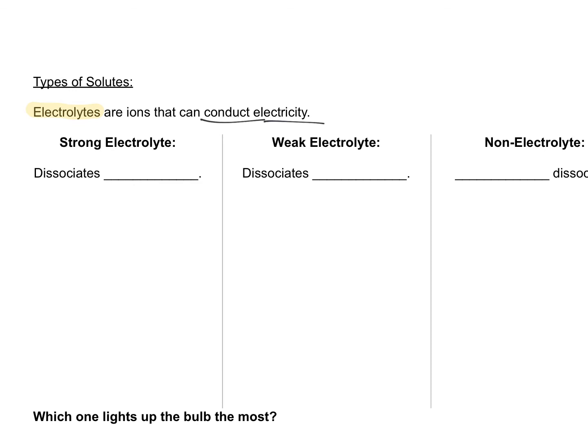So the deal with strong electrolytes is that they are compounds which dissociate completely. An example of a strong electrolyte is hydrochloric acid, HCl.